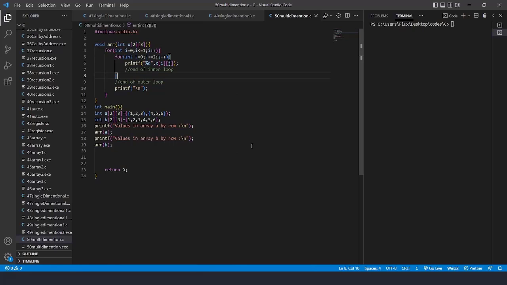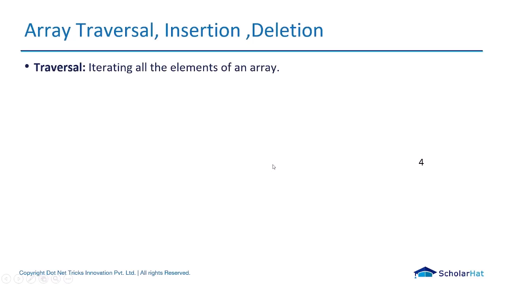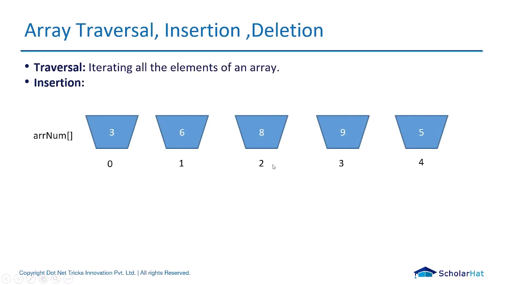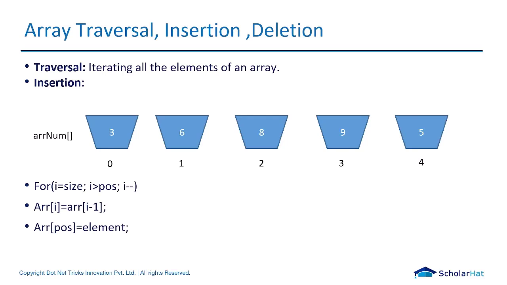Now we're going to jump to the next topics. Alright, so next we're going to learn array traversals, insertion, and deletion in an array in C. We already saw array traversals, which means we have already printed the elements in an array. We know, right?